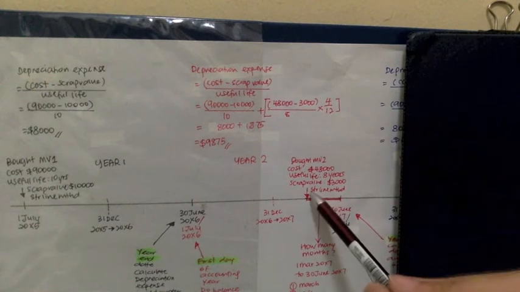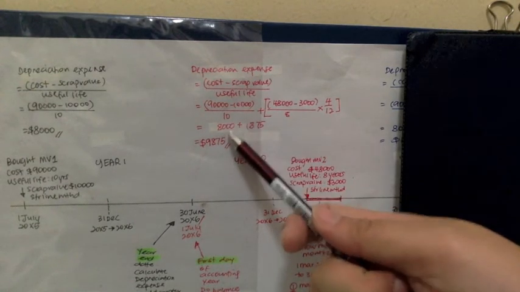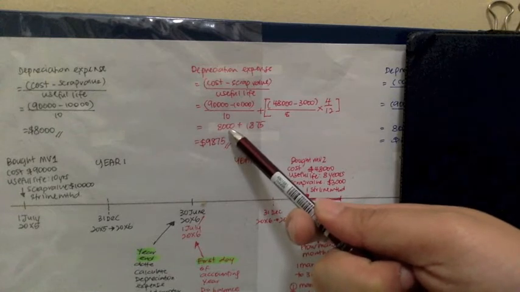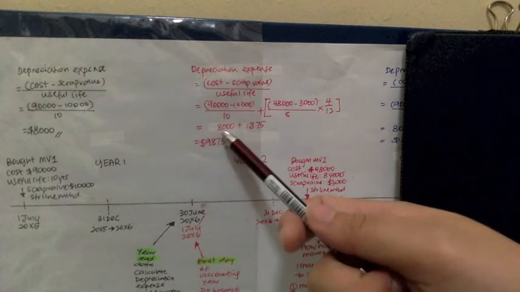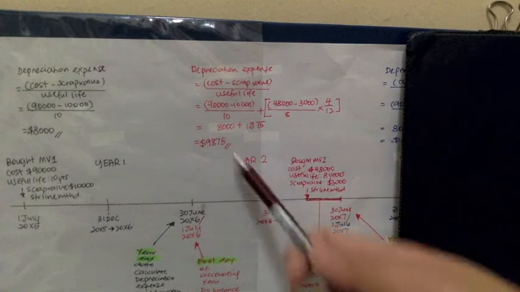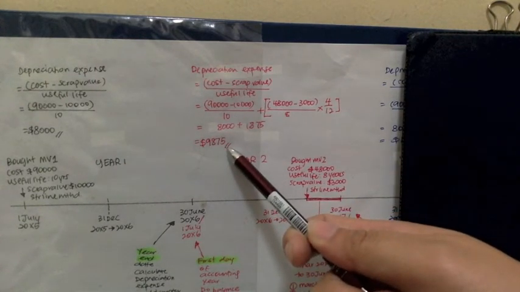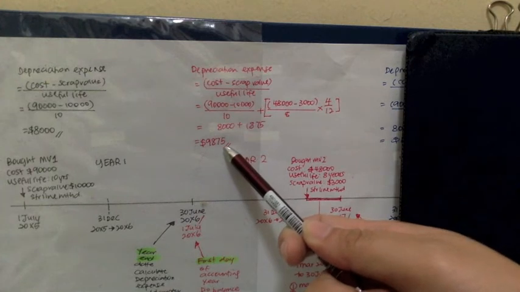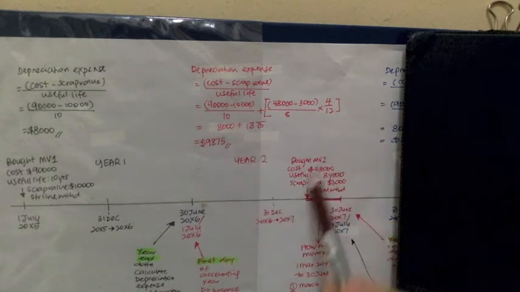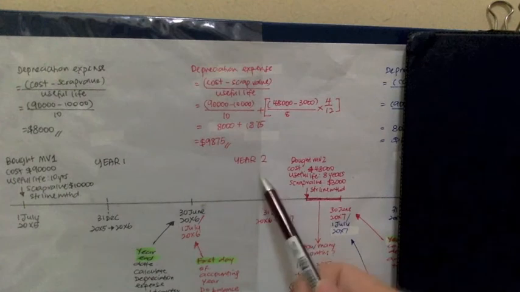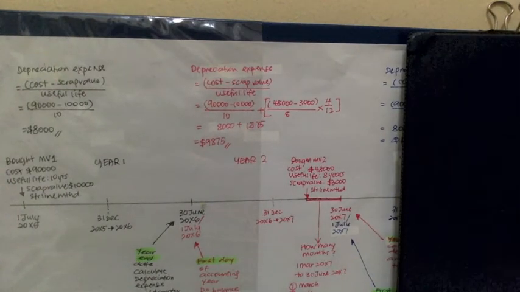But don't forget that we still have motor vehicle 1, which we calculated earlier as 8,000. Adding them up for year 2, the total depreciation is 9,875. So now this is for year 2. Now we move into year 3.